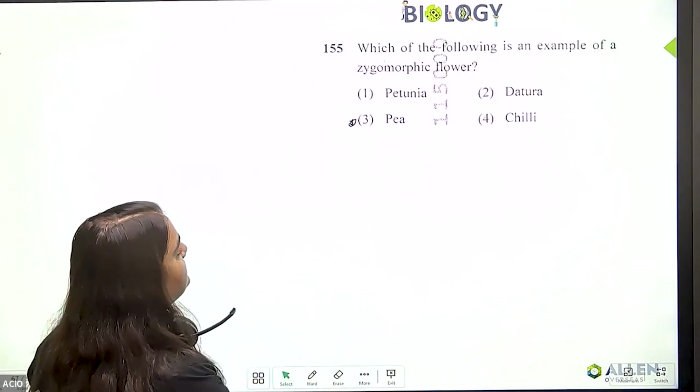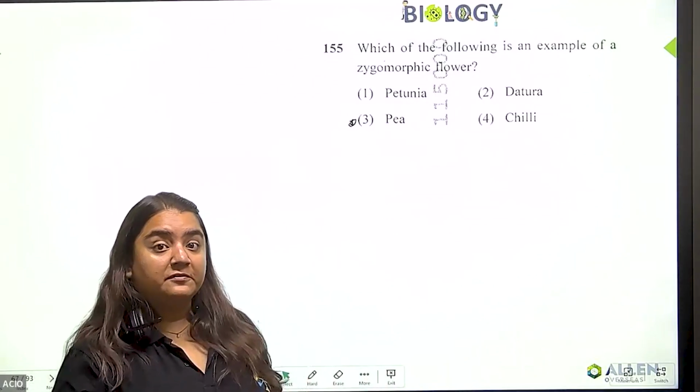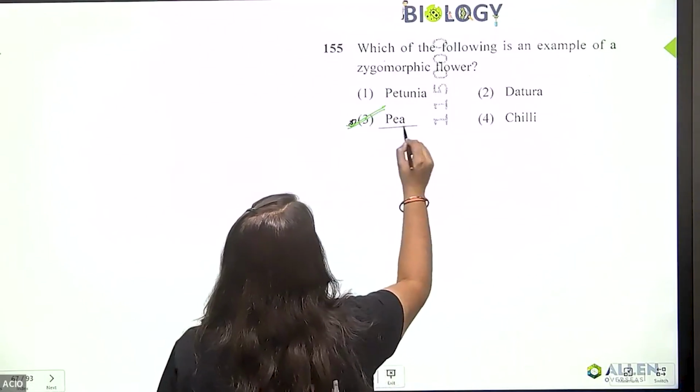So you understood this. Next one. Which of the following is an example of a zygomorphic flower? Zygomorphic flower is present in the Fabaceae family, and pea is a member of Fabaceae.